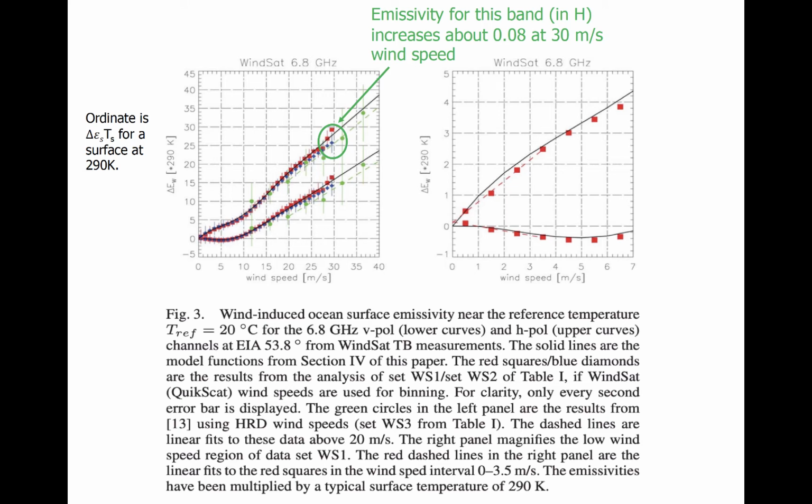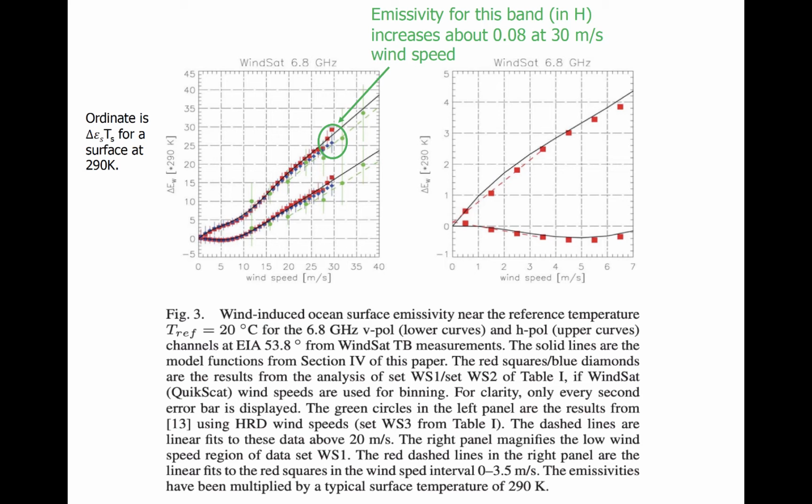WindSat is an example of a passive microwave radiometer that can derive wind speed and direction. It was designed by the Naval Research Laboratory Remote Sensing Division and launched in 2003 as part of the Coriolis satellite. It is still active as of 2020 and is the oldest multispectral polarimetric microwave radiometer in orbit. WindSat operates at 5 frequencies, which we'll see momentarily.